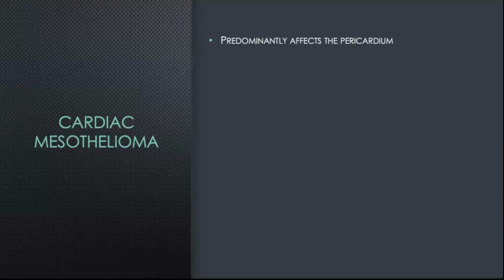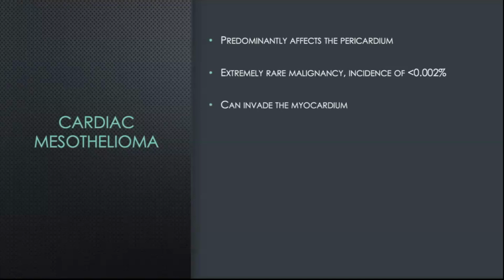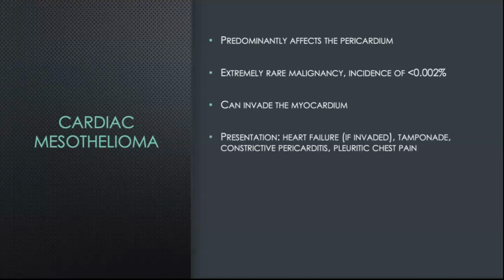Cardiac mesothelioma primarily affects the pericardium rather than the heart itself. It's an extremely rare malignancy with an incidence of less than 0.002%. It can invade the myocardium, but again, it's most often a pericardial tumor. And its presentation is heart failure if it's invaded, essentially. Tamponade, you get constrictive pericarditis with chronic tumor in the pericardium and present with pleuritic chest pain.